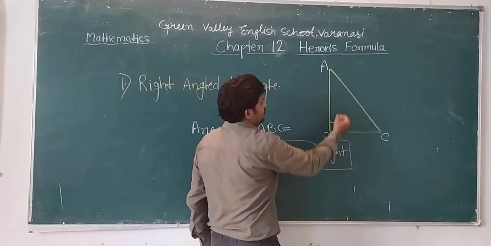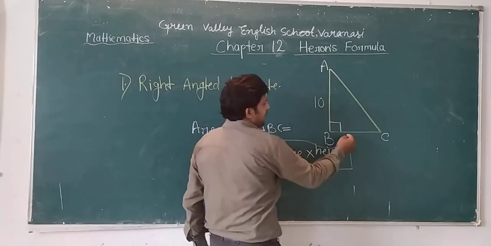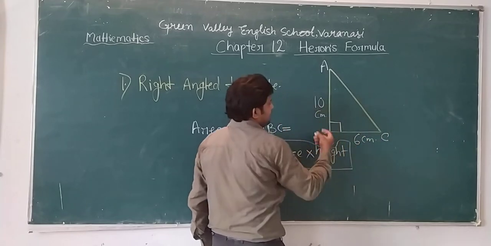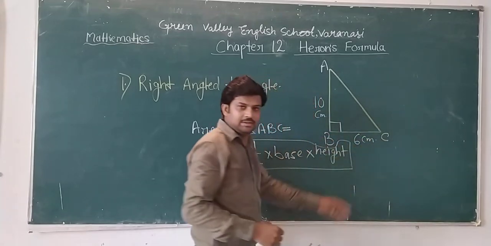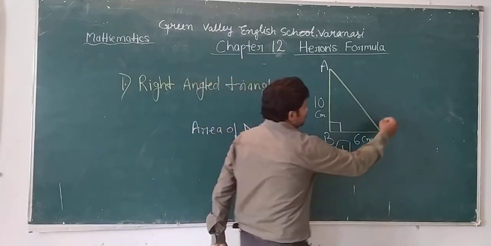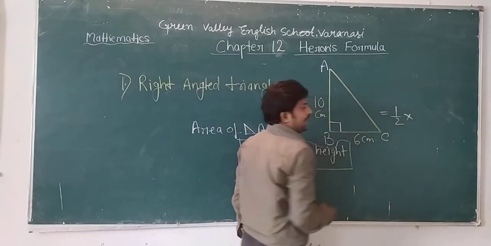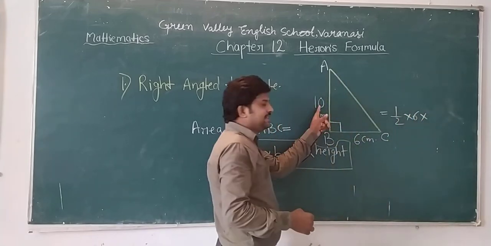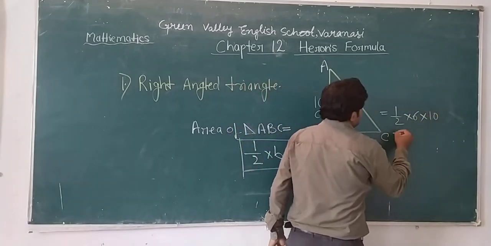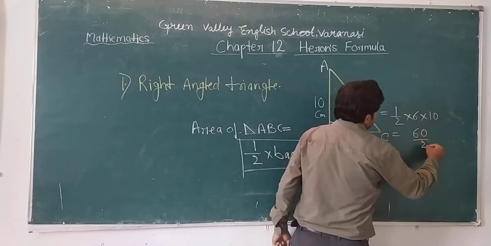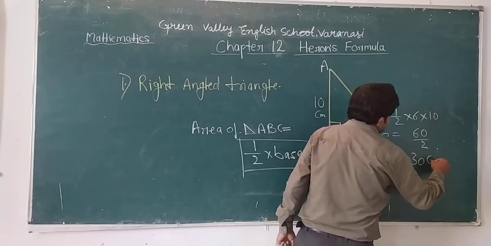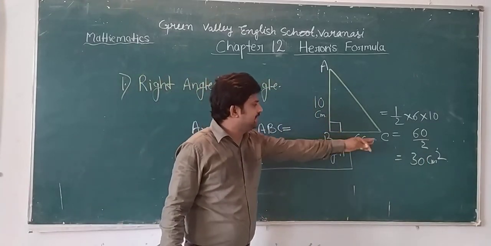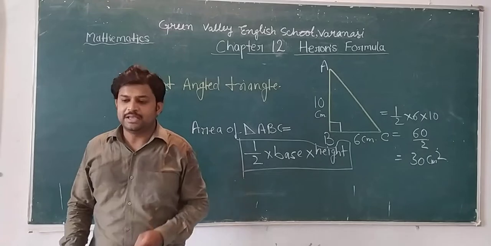Suppose the base of this triangle is 6 centimeter and height is 10. Then area of this triangle is 1 upon 2 multiplied by base into height. Base is 6 into height is 10, then 60 divided by 2, 30 centimeter square. Area of right triangle ABC is equal to 30 centimeter square.